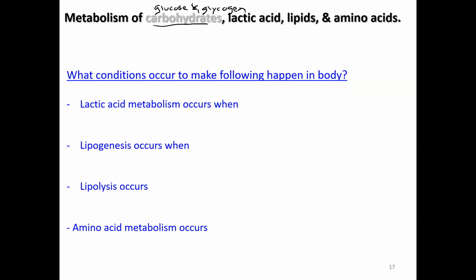We're done with that, yay. But we'll come back to it in a way. But now we're going to move on to metabolizing lactic acid.